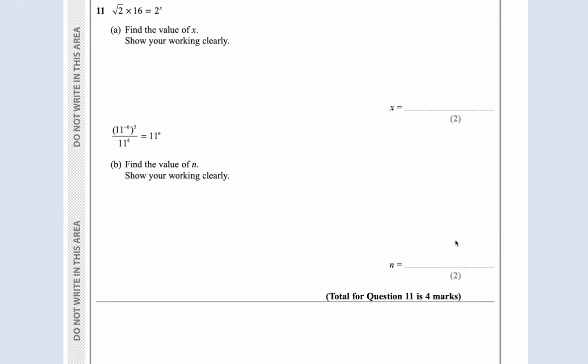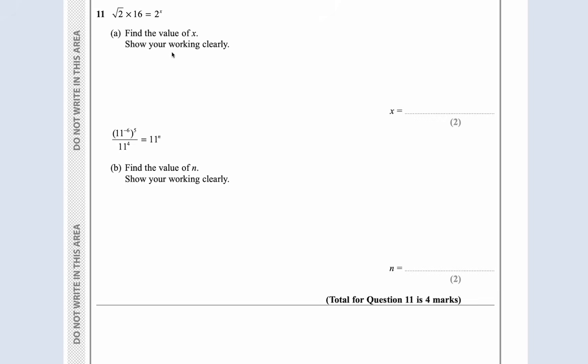Okay, question 11. Find the value of x. It says show your working clearly, because you could just figure it out on the calculator. So he wants you to see that we can write root 2 as 2 to the power of a half. Yes, we should know that. Root 2 is 2 to the power of a half.